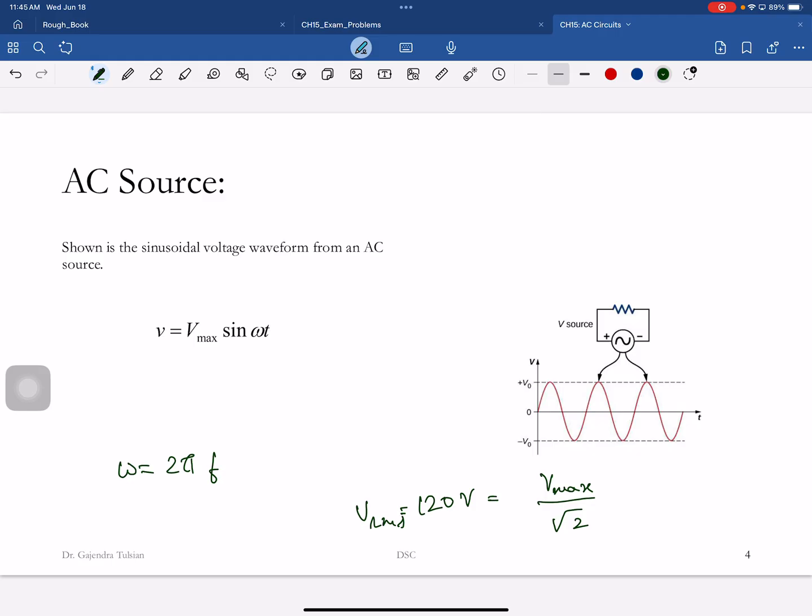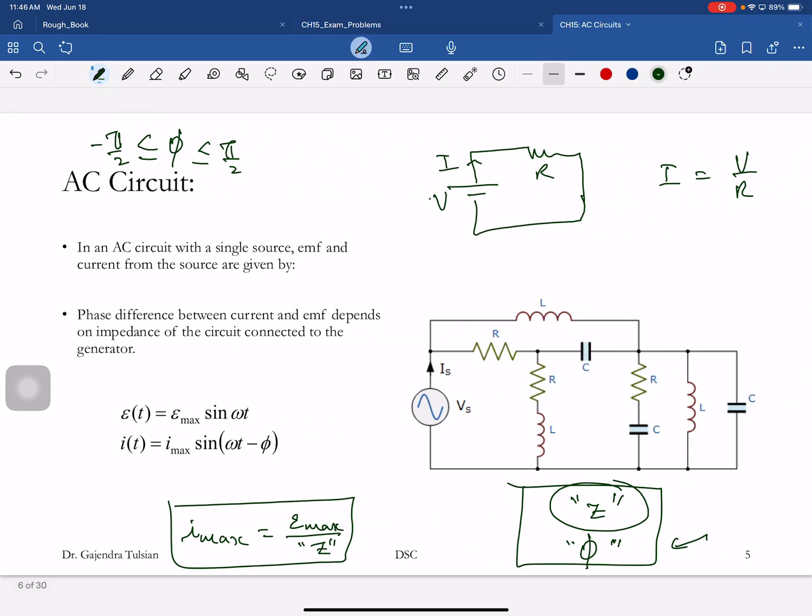The 240 volts you're talking about is when you use two live wires, which are 180 degrees out of phase. That's how you get 240 volts, and you need that for your washing machines and all.